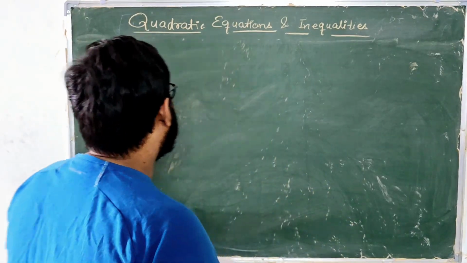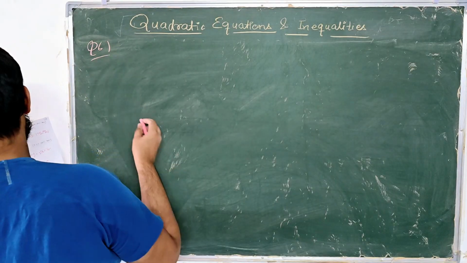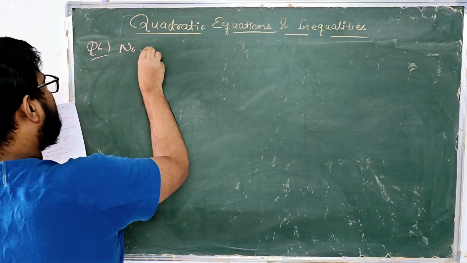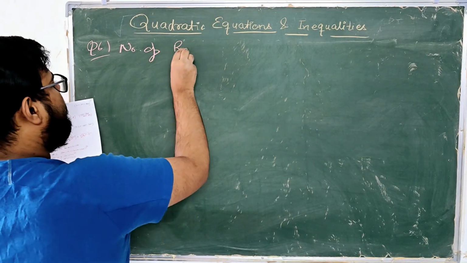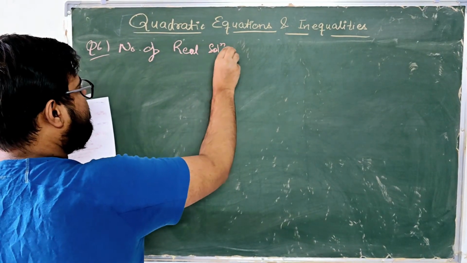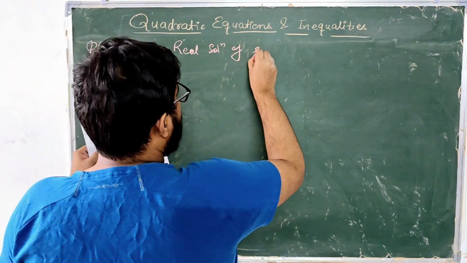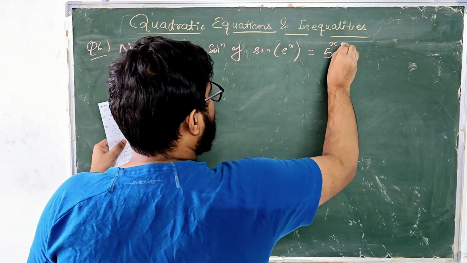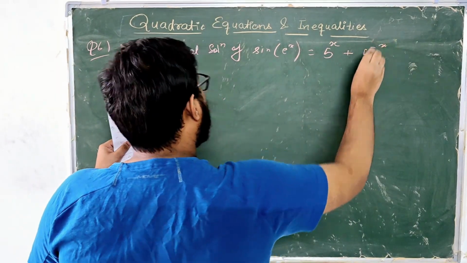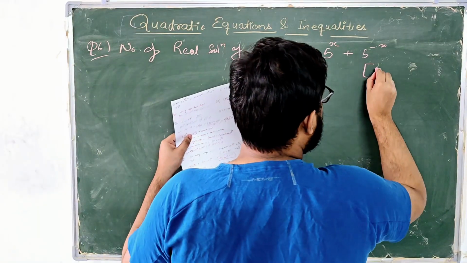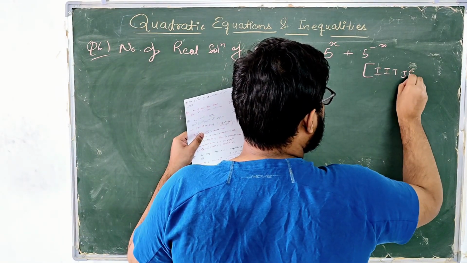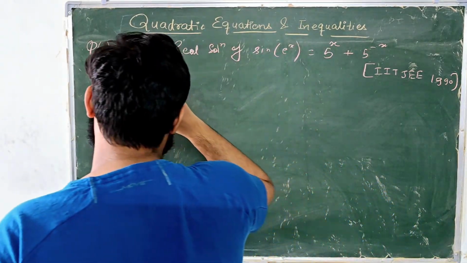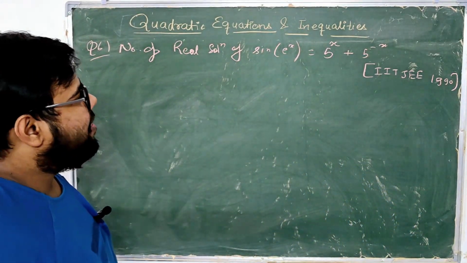Now let's move to the 6th question. The question states: number of real solutions of sin(e raised to the power x) is equal to 5 raised to the power x plus 5 raised to the power minus x. It is from IIT JEE 1990. It is a very old question actually. Okay. So how will you solve this problem?